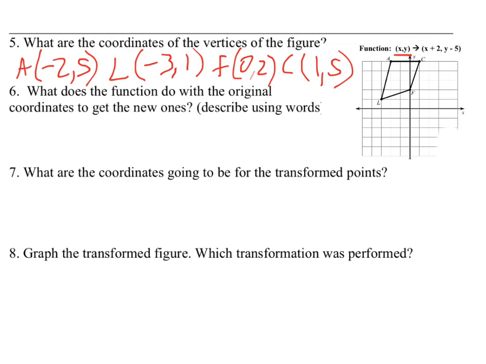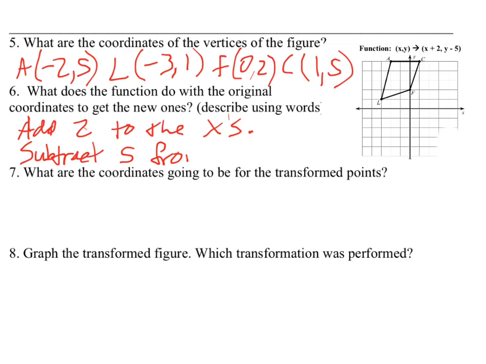Well, it takes the x's and the y's, and it's adding 2 to the x's and subtracting 5 from the y's. So I can just write that out using those exact words. Here, add 2 to the x's. Subtract 5 from the y's. And you get that figure.